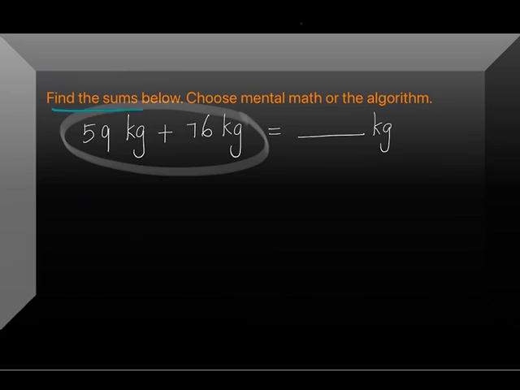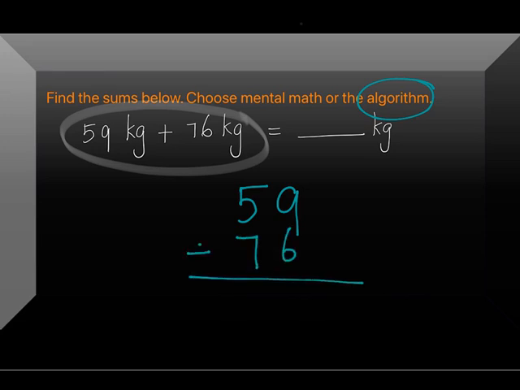For this problem, find the sums below, choose mental math or the algorithm. Let us do it by the standard algorithm, okay? So let me write the first number 59 plus the next number 76. It's an addition problem. We know that 9 ones plus 6 ones is 15 ones. 15 ones is 5 ones and 1 ten.